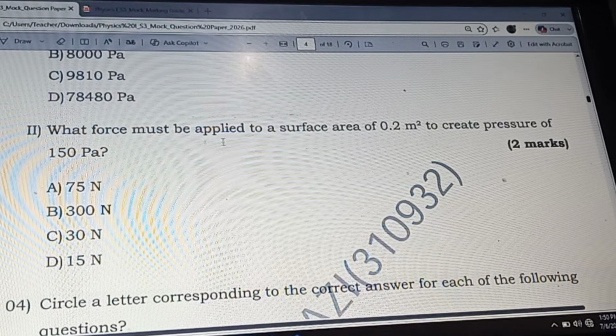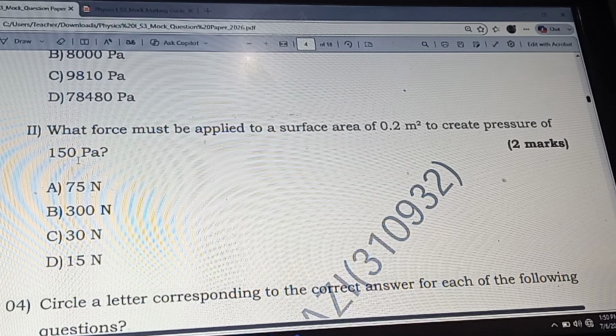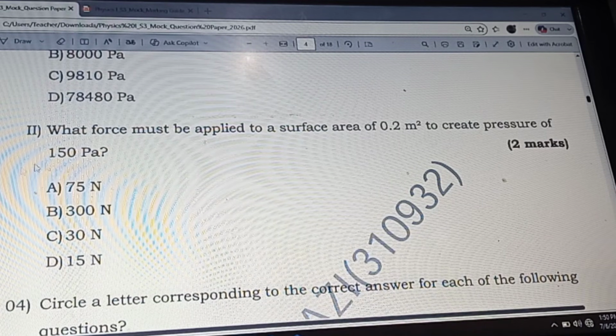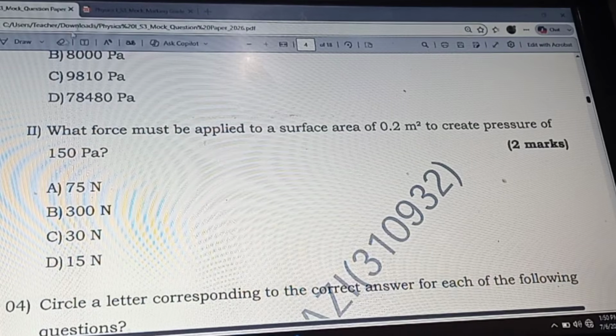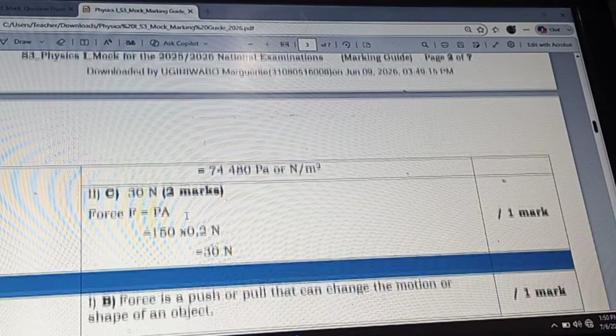What force must be applied to a surface area of 0.2 meters square to create a pressure of 150 Pascal? What is the force? Means that the formula we use, force, where we have area and pressure. And you know that the pressure in air is equal to the force over area. Means that force is equal to the pressure times area.